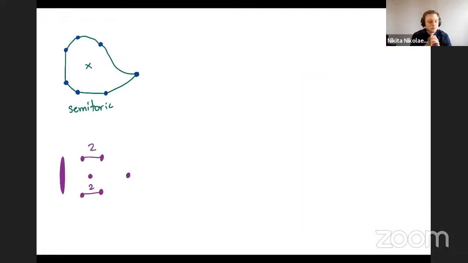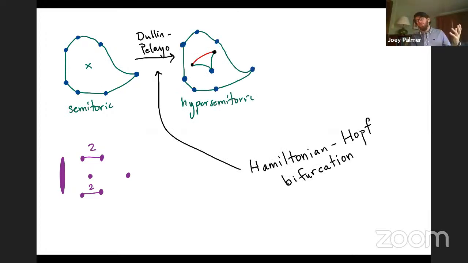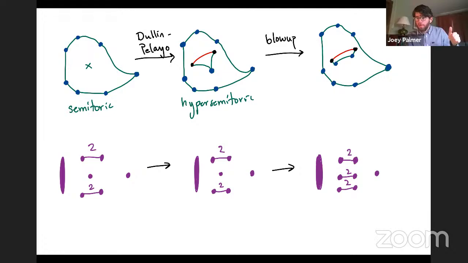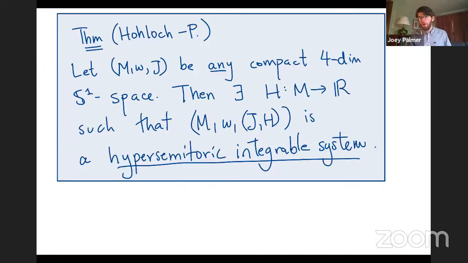In my last slide here, you can start with a semitoric system, and there's something you can do called the Hamiltonian-Hopf bifurcation that will turn a focus point into a flap locally. This is all spelled out by Dullin and Pelayo, and many other places. Dullin and Pelayo did it in this context. And then with that flap, you can perform a blowup. So what I'm showing here is that with a hypersemitoric system, you can do that blowup that I wanted to do before. You can take this idea and push it quite far. In fact, you can push it all the way.